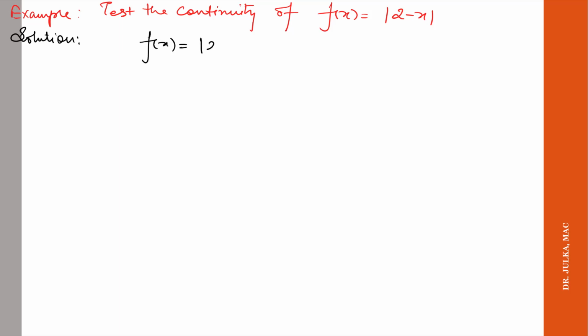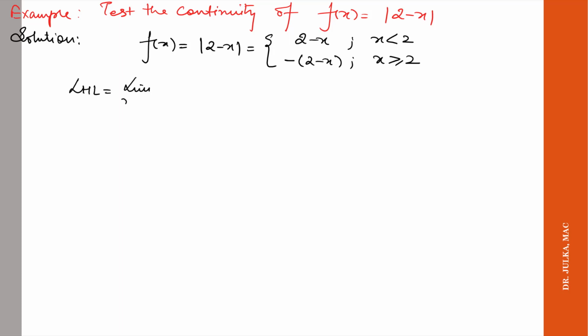Next example, test the continuity of function f(x) equals mod 2 minus x. If we put mod 2 minus x equal to 0, we'll get value of x equals 2. So the turning point of the function is 2. So f(x) equals 2 minus x when x is less than 2, and equals minus of (2 minus x) when x is greater than or equal to 2.